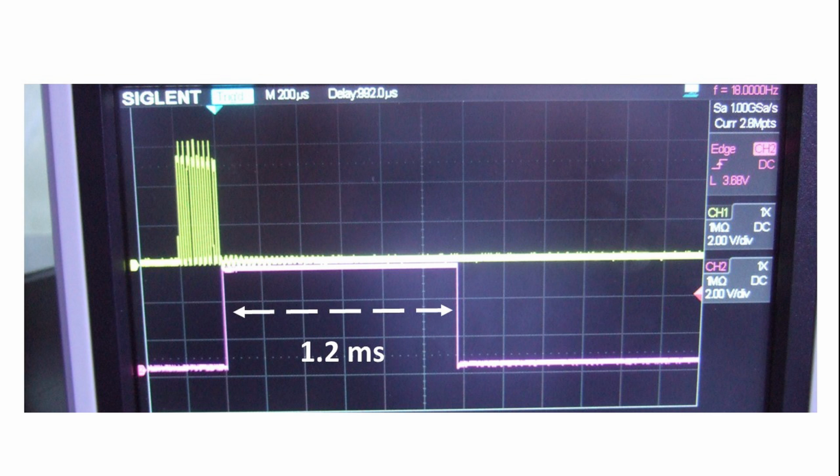If we check it in reality, we can confirm it. It takes 1.2 milliseconds for 20 centimeters. Multiplied by 5, we get the expected 6 milliseconds.